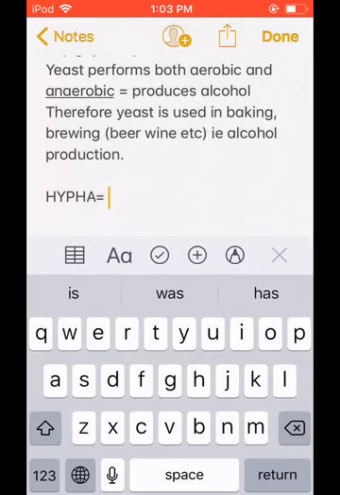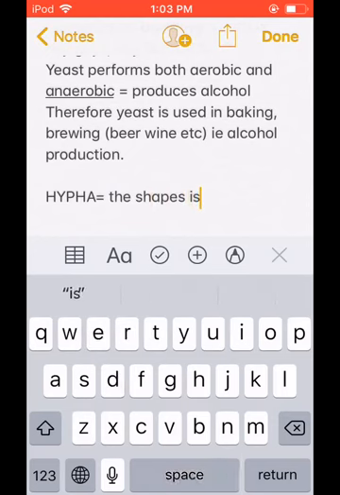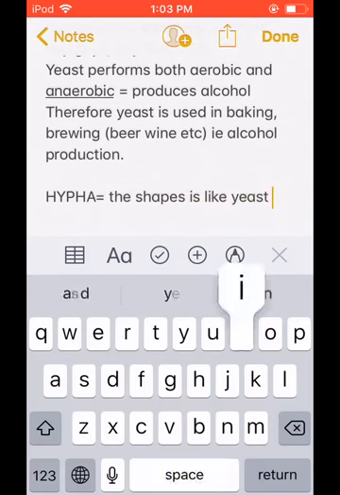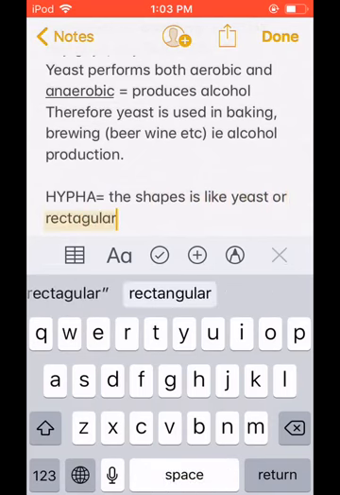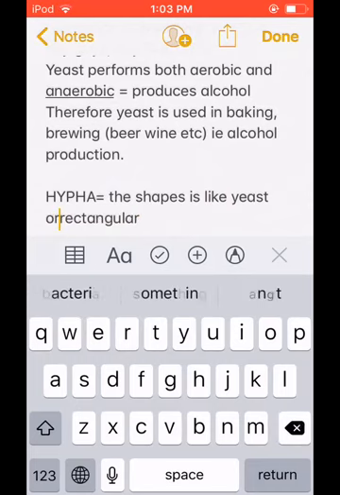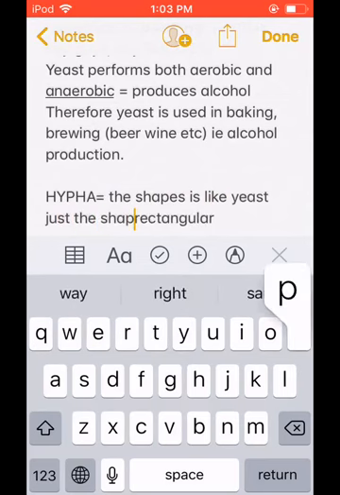So the structure of a hypha, the shape, is like yeast, which is basically rectangular. Understood? I mean, rectangular like yeast. The shape is just rectangular.